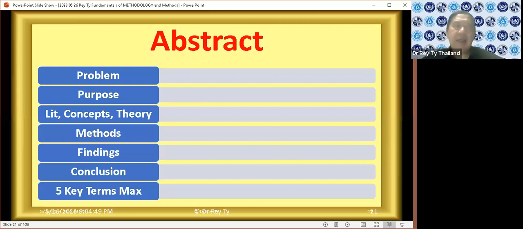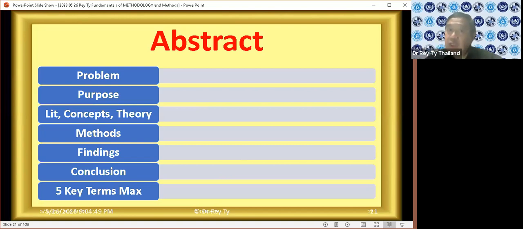Abstract, it's not write anything. Abstract is not an introduction. It is the soul of your paper. It's the most irreducible minimum of your paper. One sentence, what is the problem? And one sentence, what is the purpose or the research question? One sentence, what is the literature that guides your paper? One sentence, your methods. One sentence, your findings. One sentence, your conclusion. And 5 key terms max. That's it. It's very clear.